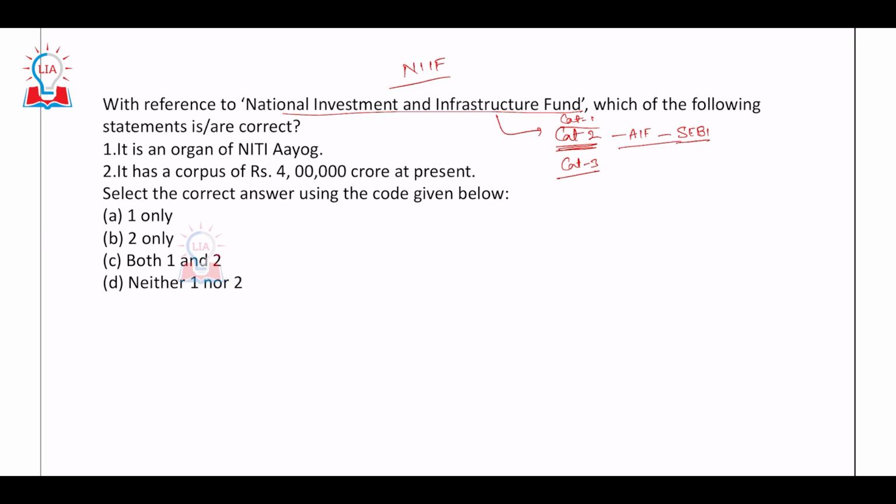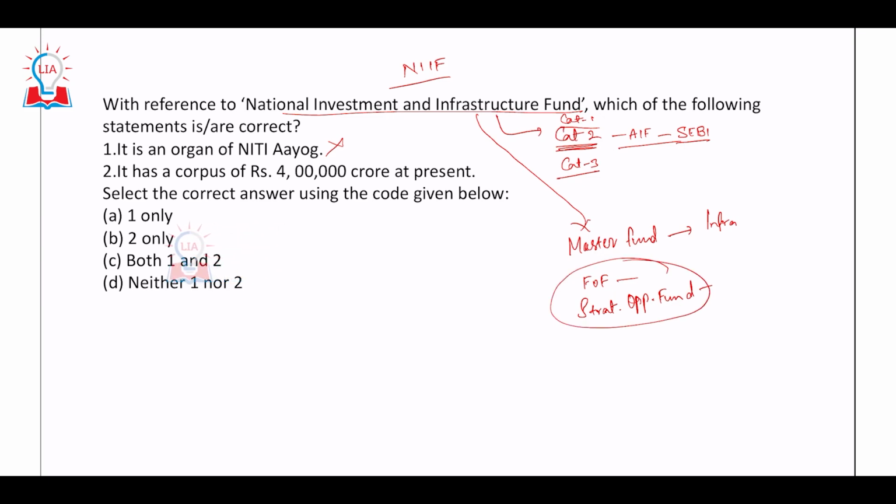So what happens here? Which of the following statements is correct? It is an organ of Niti Aayog. No, it is not an organ of Niti Aayog. The government has created this fund. What it does is manage the money in the fund, and within this fund 3 more funds are created. One is called the master fund, which usually utilizes the money for building infrastructure. Fund of funds is the other one, and the strategic opportunities fund is the third one. So we have 3 funds within the NIIF.